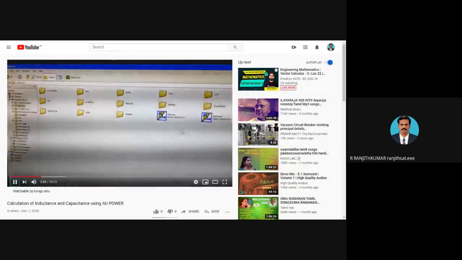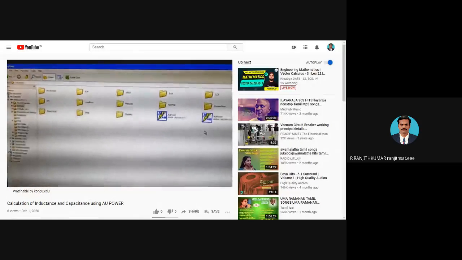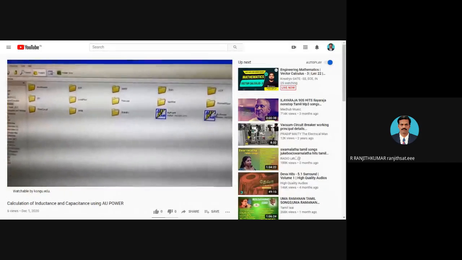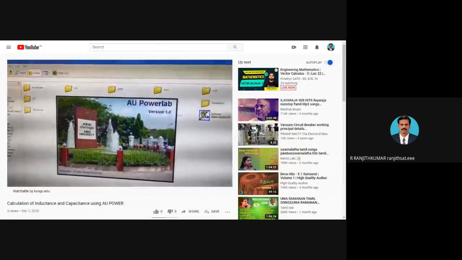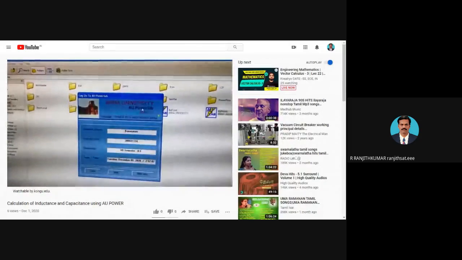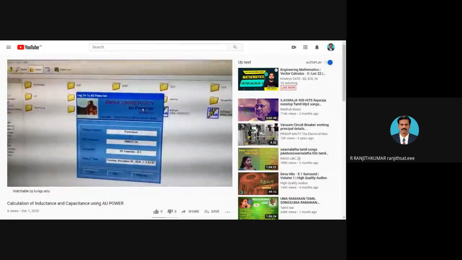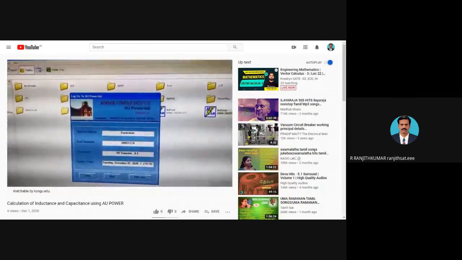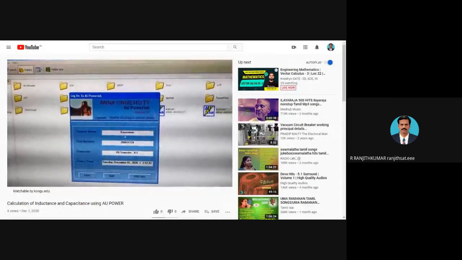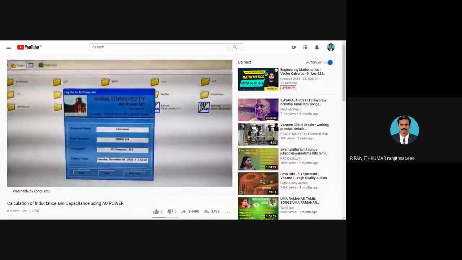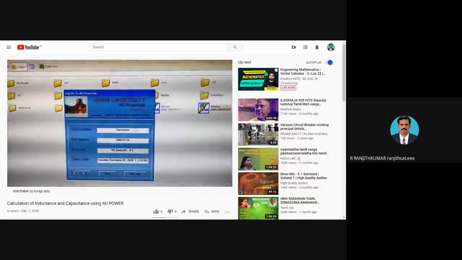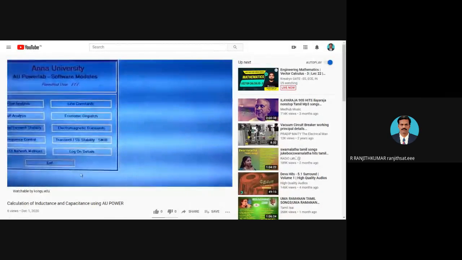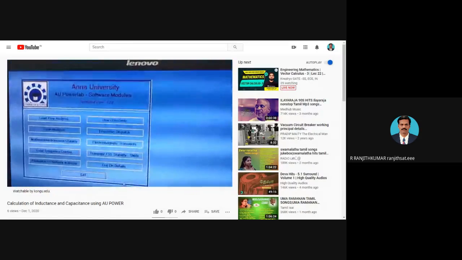So this is AU Power in which we are going to do this simulation. If you double click this icon, it will work. This AU Power is coded by a student of Anna University. You have to give your name, so I am giving Saravanan, and your roll number, everything. If you go inside, you will have these many options.